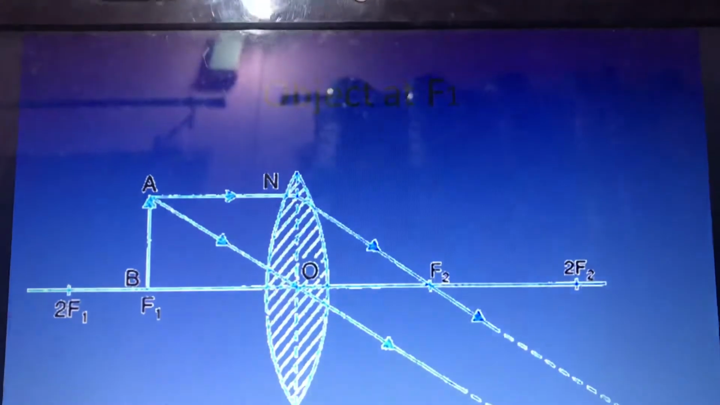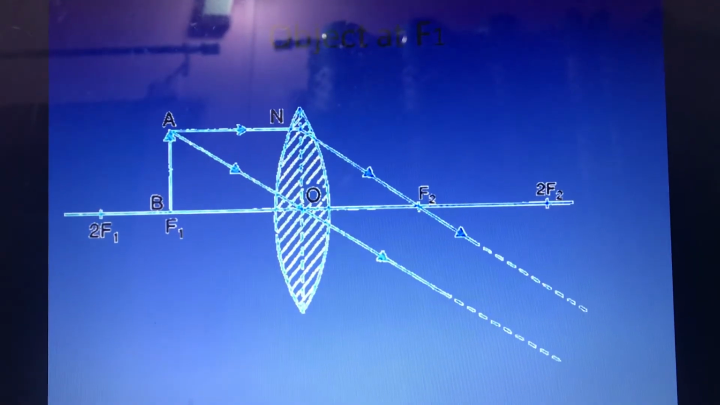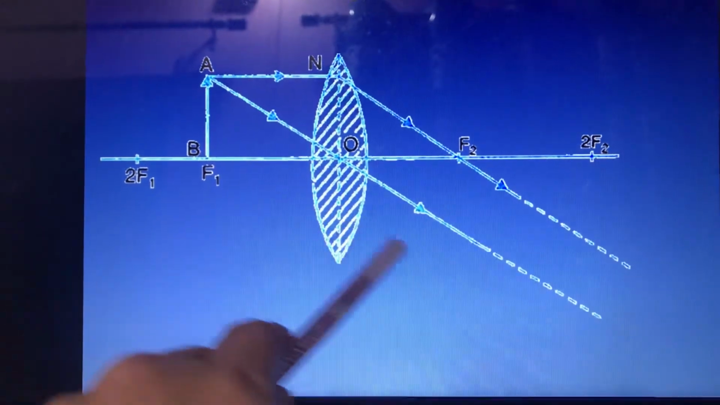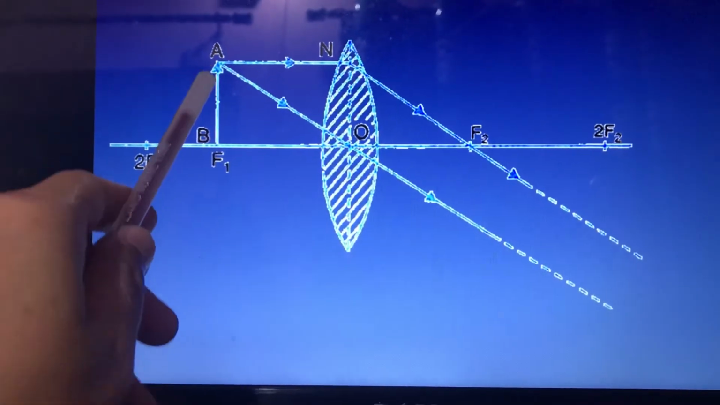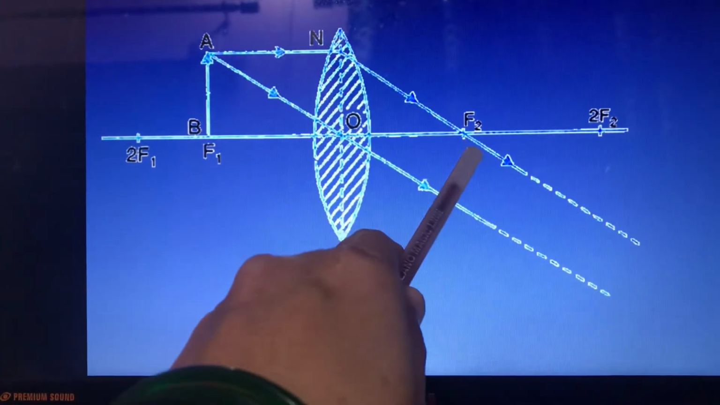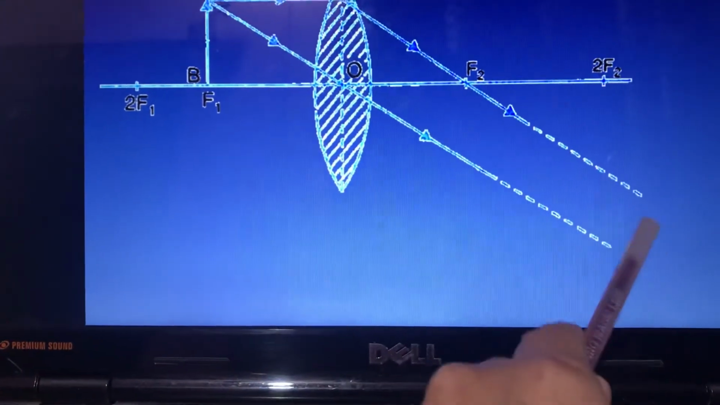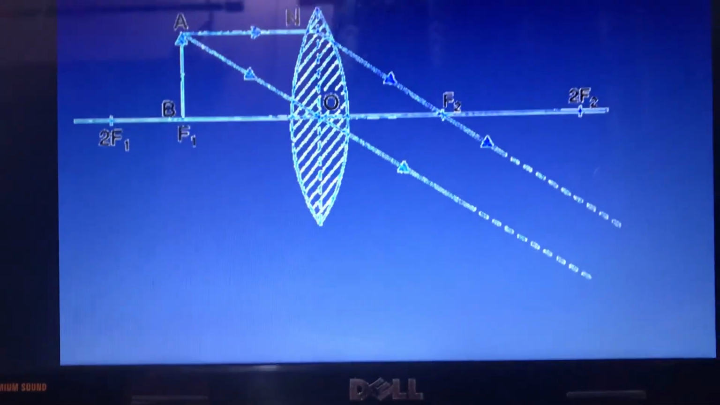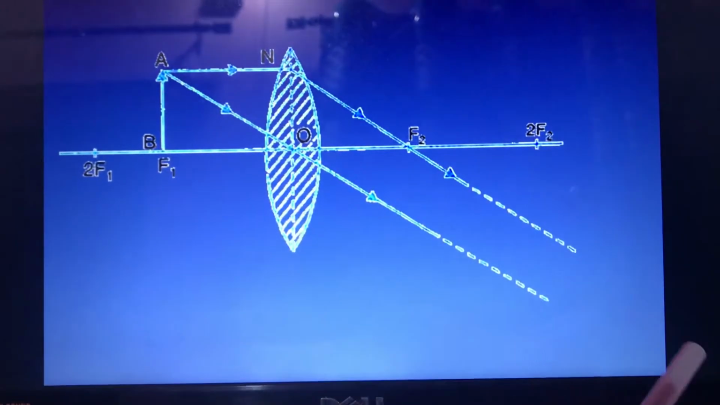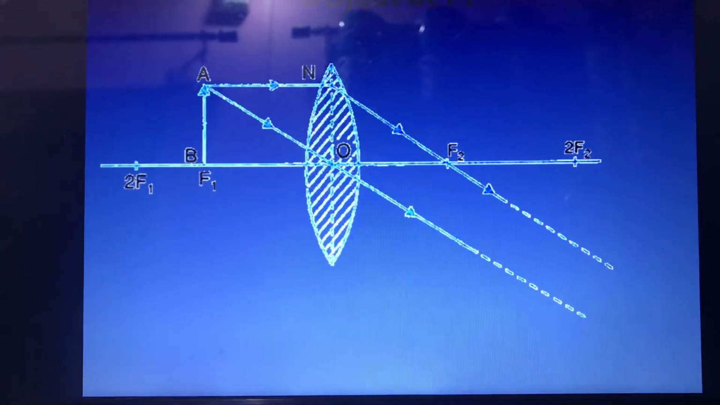Next one, object at f1, at the focus, so the image would be at infinity, right? So we take one ray parallel to the principal axis passing through the focus, and another passing through the optical center. They will meet at infinity. So the image would be highly enlarged, real and inverted.